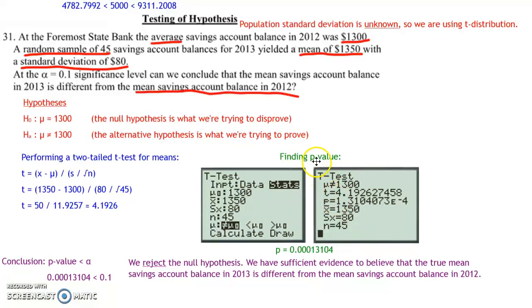The important information from this test screen is the p-value. The p-value is 0.000131104. That's very low. Remember, this -4 means times 10 to the -4, or in other words, move the decimal point 4 spaces to the left. So that's why there's 3 zeros and a 1.